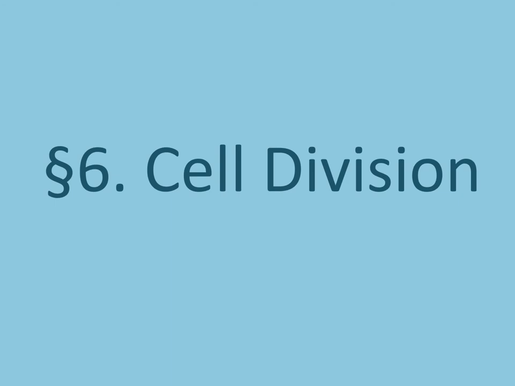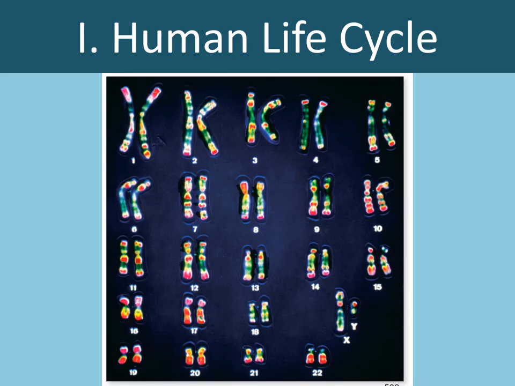Section 6, Cell Division. Please take a moment to review the human life cycle from Chapter 1, if you feel you need to. In that chapter, I mentioned that humans produce two different gametes, the sperm and egg. The sperm and egg fuse during fertilization. Normally, human cells contain 46 chromosomes or 23 pairs. We have a pair of chromosome number 1s, one you received from your father and one from your mother.